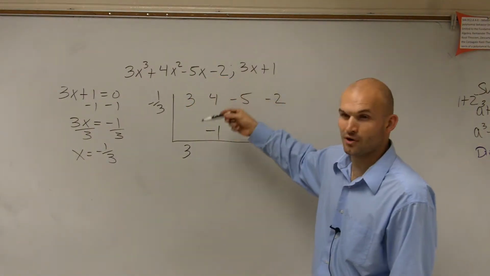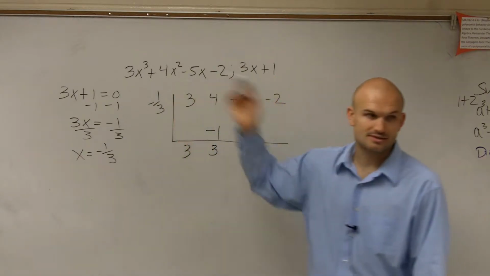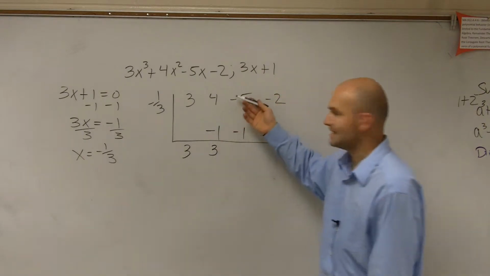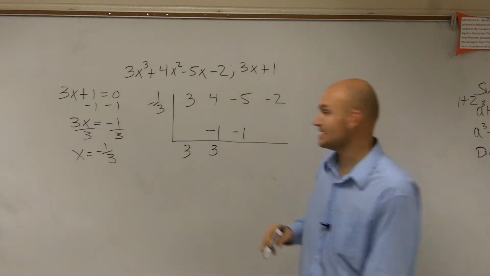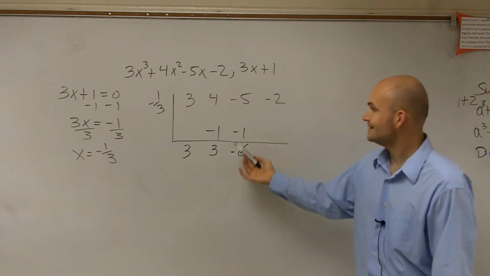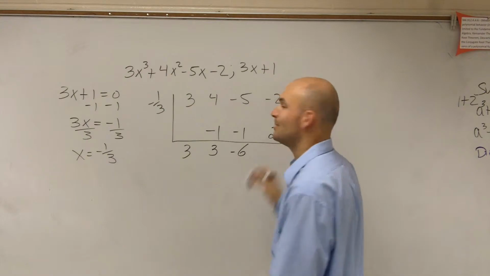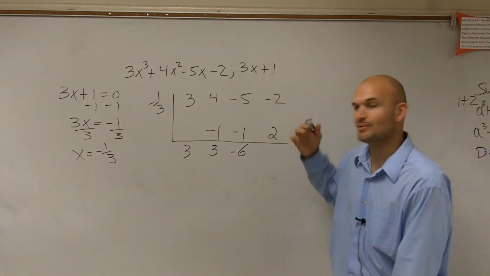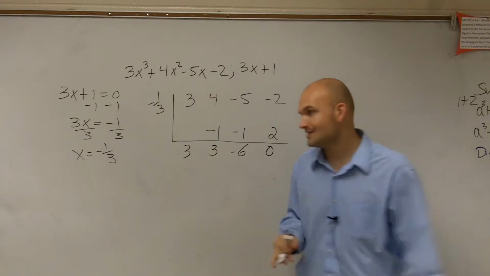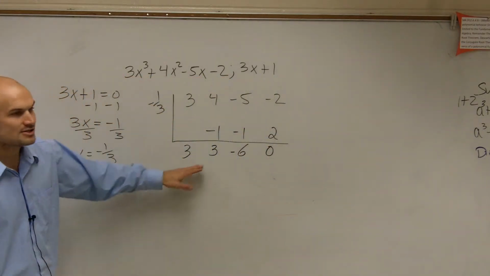So therefore, 4 plus a -1 is a positive 3. 3 times negative 1/3 gives you a -1. -5 plus -1 is a -6. -6 times negative 1/3 is now going to give you a positive 2. -2 plus 2 gives you a 0. So was that bad? No. Okay, you guys, you see fractions and you're like, oh, I'm just not going to do it. It wasn't as bad.